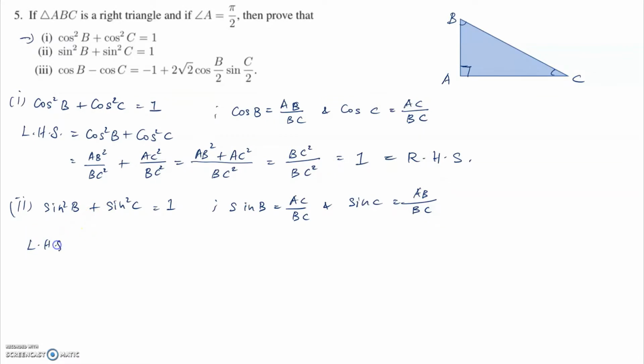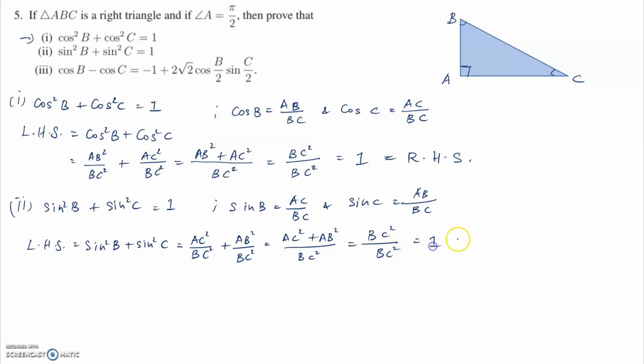So our left hand side, which is sine squared B plus sine squared C, is equal to AC squared by BC squared plus AB squared by BC squared, which is equal to AC squared plus AB squared divided by BC squared. Again, using the Pythagoras theorem, we can say AB squared plus AC squared is equal to BC squared. So this is equal to BC squared divided by BC squared, which is equal to 1, which is equal to our RHS, hence the proof.